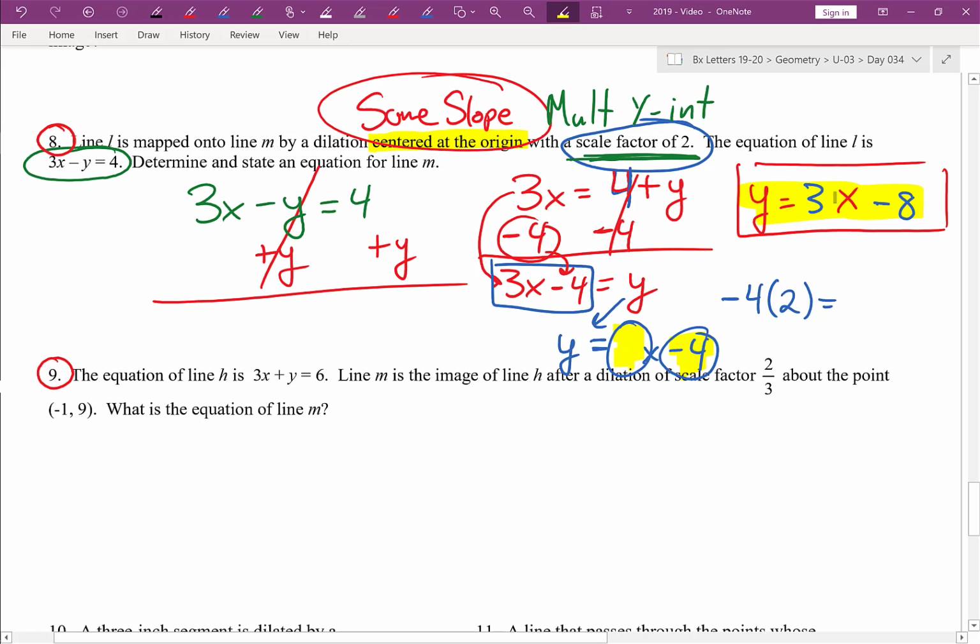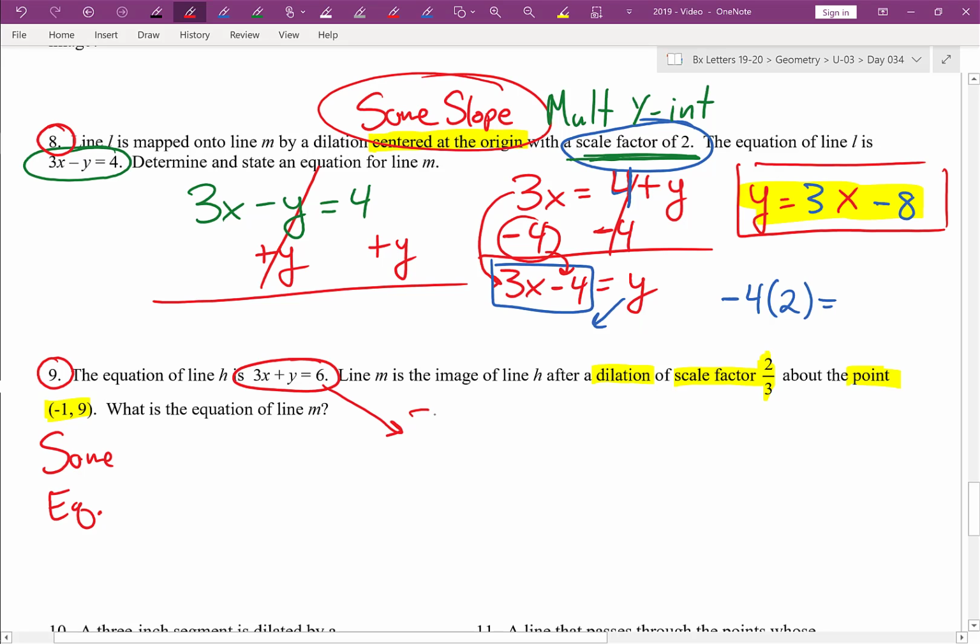And then in number 9, I'm going to scan it and say, all right, it's a dilation. Yep, there's a scale factor. And the point is -1, 9. Okay, so this is not the origin. When it's not the origin, it's the same equation. You can literally just copy this. This is your answer: 3x plus y equals 6.